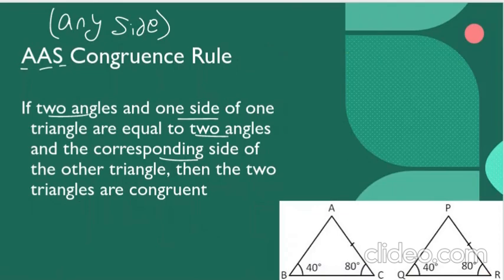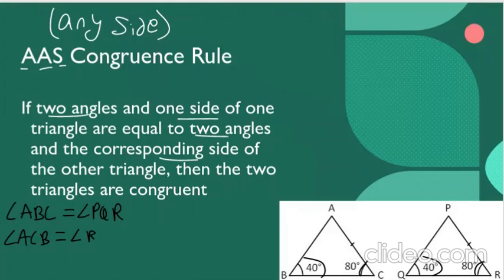Let me explain with an example. Here again, we have angle ABC, that is 40 degrees, equal to angle PQR. Similarly, angle ACB, that is 80 degrees, is equal to angle PRQ. Now, am I taking the side in between them? No. I can take any random side. So I'm taking AC and PR. It's not that you take AC here and PQ there, that won't work. If you're taking AC here, you have to take the same side, PR, there. So AC is equal to PR.